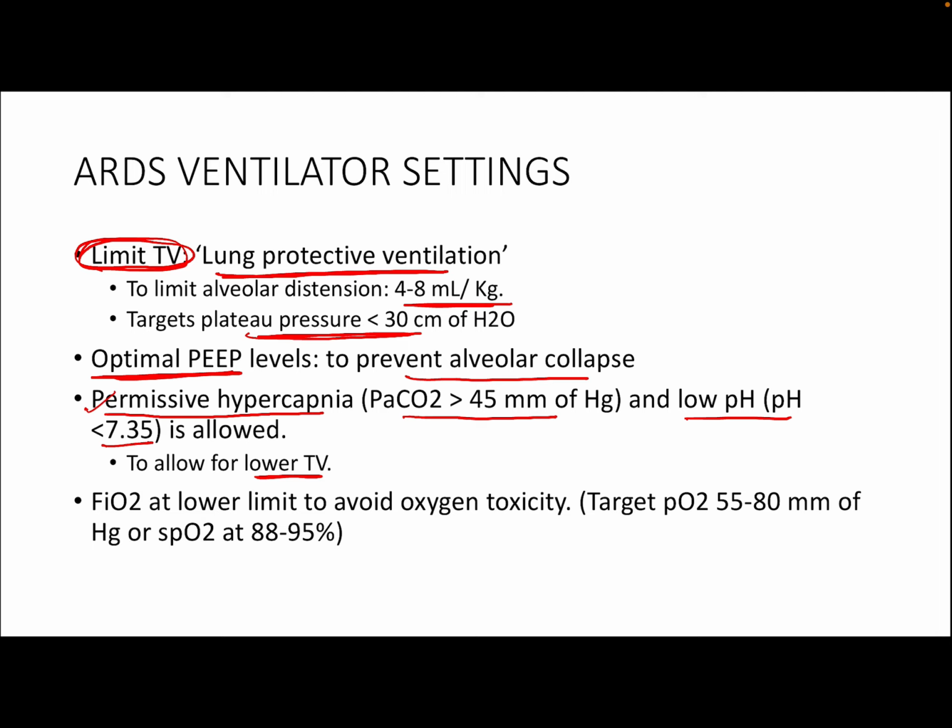Now, as I've mentioned, FiO2 at lower limit is to avoid oxygen toxicity. You have to target a partial pressure of oxygen of around 55 to 80 millimeter of mercury, which corresponds to an SpO2 of around 88 to 95%.